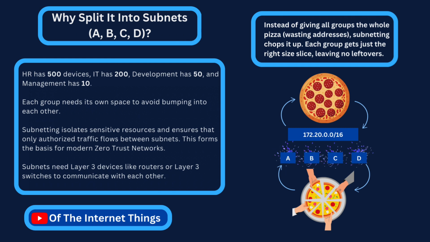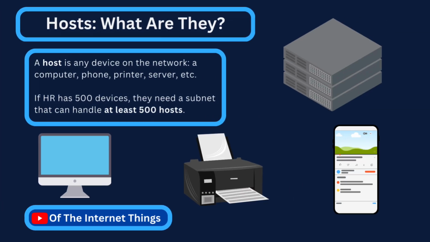3 reasons: organization, efficiency, and security. For example, HR's data shouldn't mix with IT's, and development needs its own space. Subnetting keeps everything neat, optimized, and safe. It's like giving each department its own office in a skyscraper. Instead of giving all groups the whole pizza, wasting addresses, subnetting chops it up. Each group gets just the right size slice, leaving no leftovers.